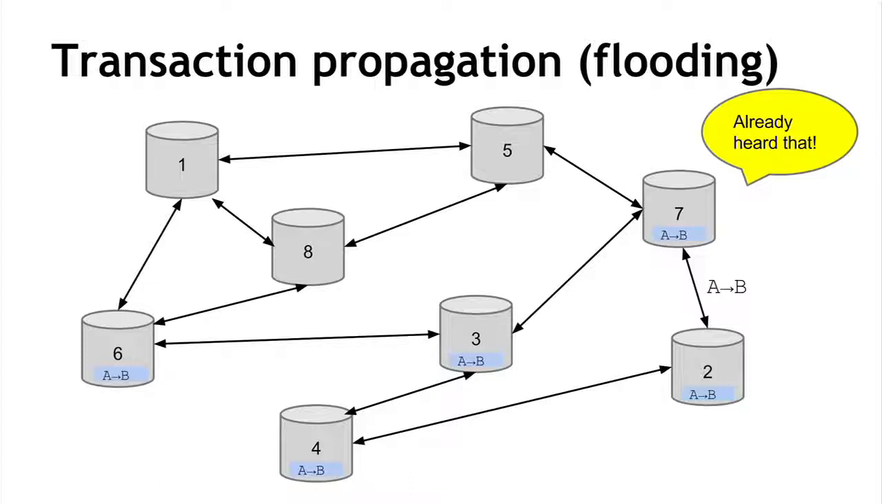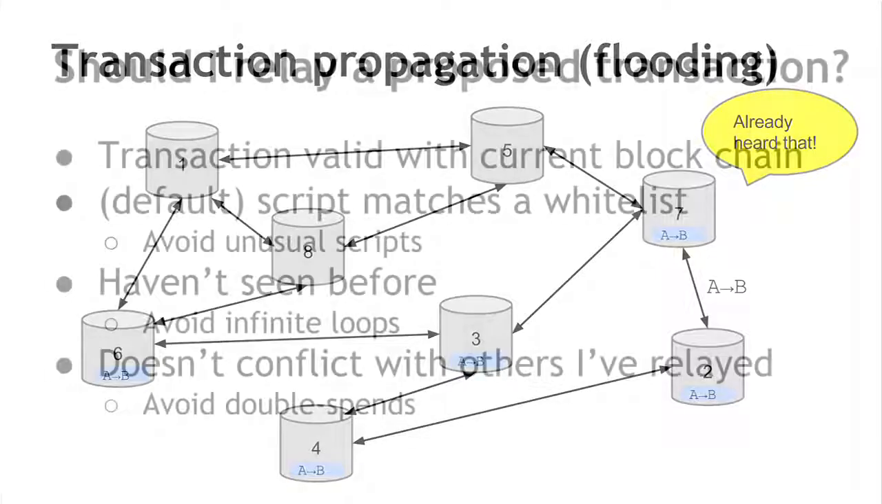So eventually this thing has to stop because every node will have heard about the new transaction and they won't forward it anymore. And remember, every transaction is identified uniquely by its hash. So each node can tell they've seen that hash before and that they don't need to keep forwarding that transaction, so it won't loop around the network forever.